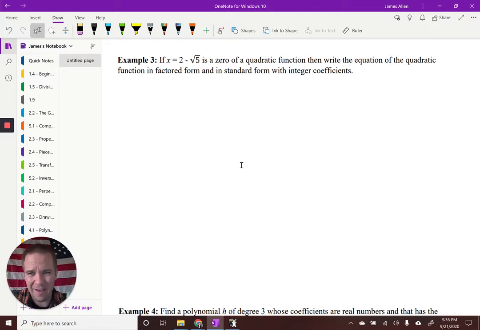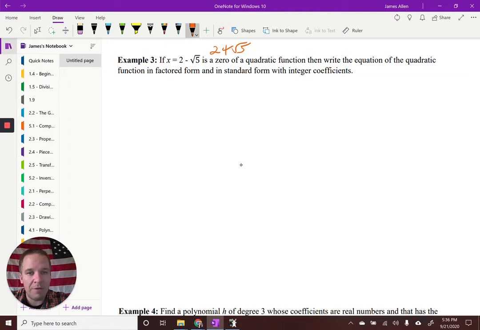All right, next one here. We've got if x equals 2 minus root 5 is a 0 of a quadratic function, then write that quadratic function in factored form and in standard form with integer coefficients, meaning we got to have numbers, not fractions. We don't want radicals as our coefficients, integers, positive, negative numbers, right? Okay, lovely. So if 2 minus root 5 is a 0, then we know 2 plus root 5 has to be one of the zeros.